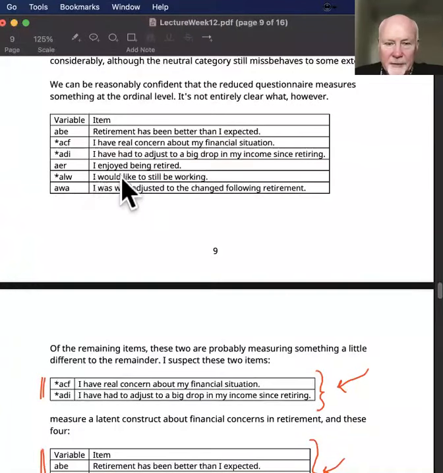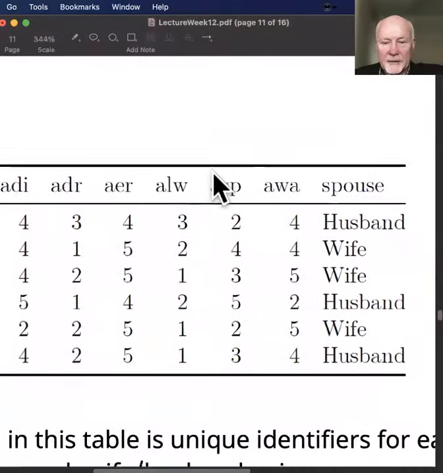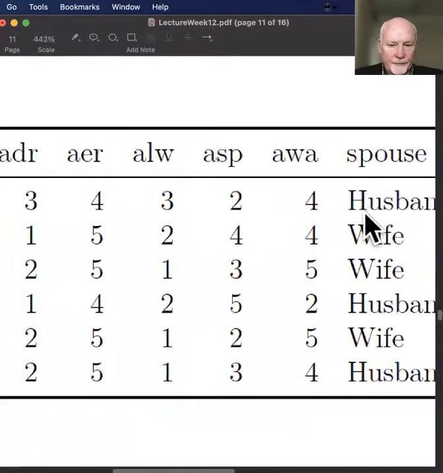Okay, ALW. I would like to still be working. So that has to be negatively coded because that has a negative relationship to being satisfied with retirement. So the way you negatively code, if we look at ALW here, where are we? So 3 there. That's the neutral, the middle number. So we've got 5 possible values from 1 to 5. So all you do to reverse code is you subtract from 6. Okay, so you take 1 to 5 and then you subtract.